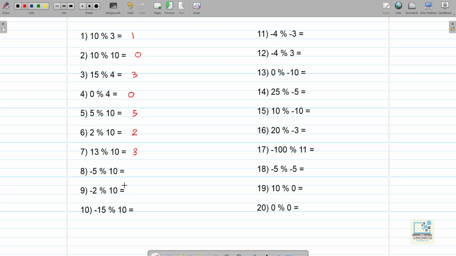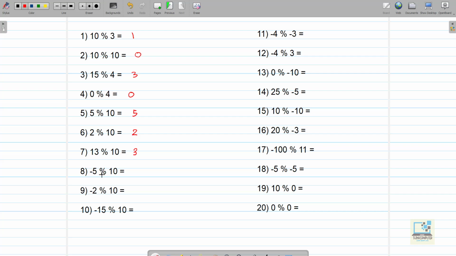Okay, so for negative numbers, I'll tell you a rule. Whenever the dividend itself is negative, then the answer will be negative, meaning you will put a minus sign in the answer. Understood? Now do it this way. Minus 5 mod 10. Ignore the minus. What is the value? 5 mod 10.